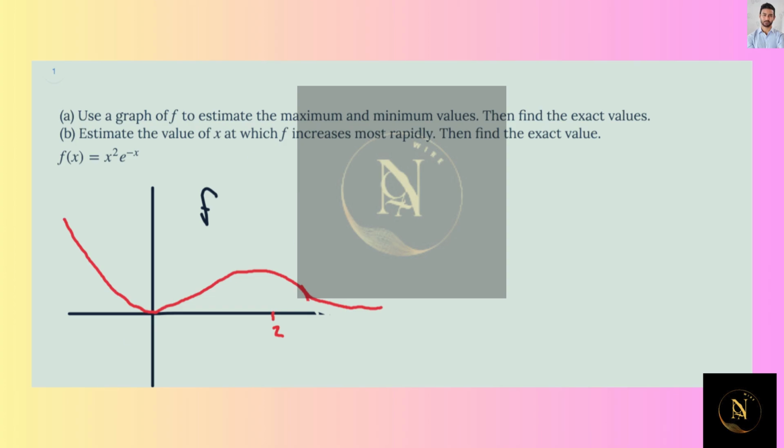So let's take f prime of x. This is the product rule. So this is going to come out to be 2x e to the minus x minus x squared e to the minus x, and then we can pull out a factor of x and e to the minus x. So this is going to give us 2 minus x, and we set this equal to 0. So we get x equals 0, and we get x equals 2.